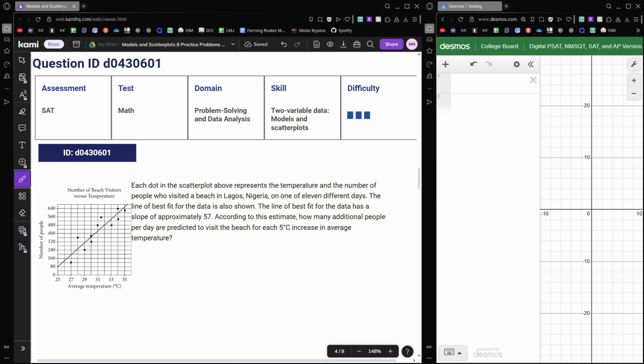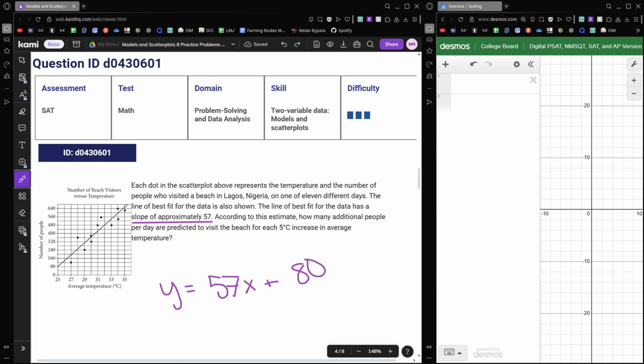So here, they tell us that the line of best fit has a slope of approximately 57. So let's go ahead and write down the equation for that. We would have y equals 57x plus the y-intercept, which we can guess is roughly 80. So here's our slope, and remember, the slope means that for every increase in x, or average temperature, there will be an increase of 57 in the y value, which is the number of people. So once again, for every increase in average temperature, there will be an increase of 57 people.